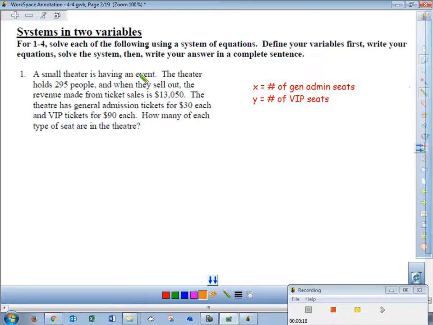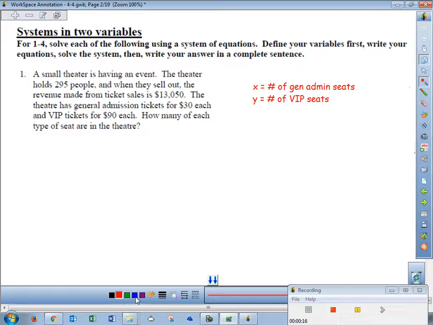So now it's time to write our equations. So let's go back again and read through for details. It says the theater holds 295 people. So that tells us about how many seats there are. So if it's going to hold 295 people, there's going to be 295 seats total. And we know there's only two types, so I need all of the general admission seats, which I know how many there are now. We've defined them to be x. So all of the general admission seats plus all of the VIP seats, those should add up to be a total of 295 seats, right?